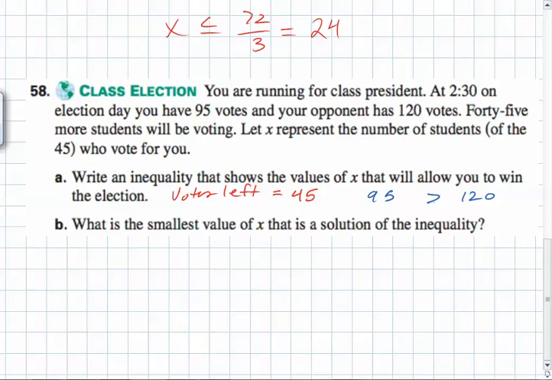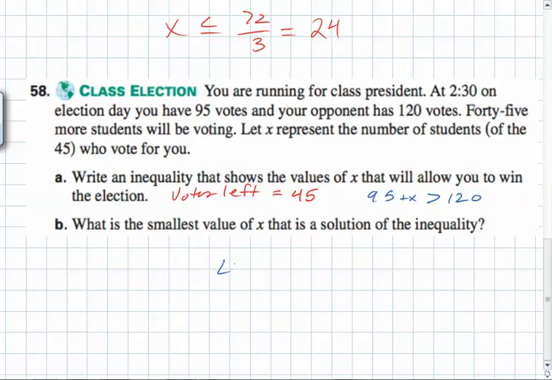Okay. So what do you know? You know that you're going to have votes for you. X represents the number of students who will vote for you. So 95 plus X is the number of students that will vote for you. Does that make sense? Yeah. Okay, so the question is, if X students vote for you, how many students vote for the other person?